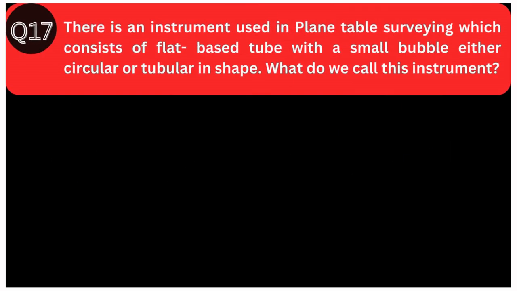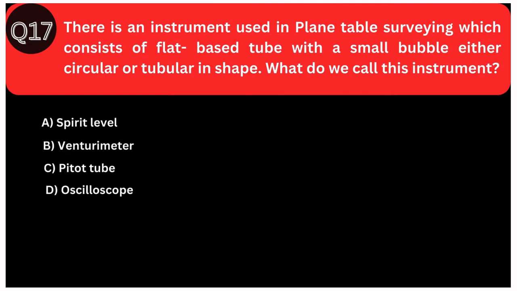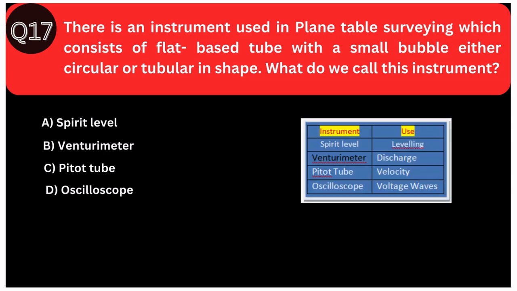There is an instrument used in plane table surveying which consists of a flat-based tube with a small bubble, either circular or tubular in shape. What do we call this instrument? Option A, spirit level. B, venturimeter. C, pitot tube. D, oscilloscope. Answer A, spirit level.